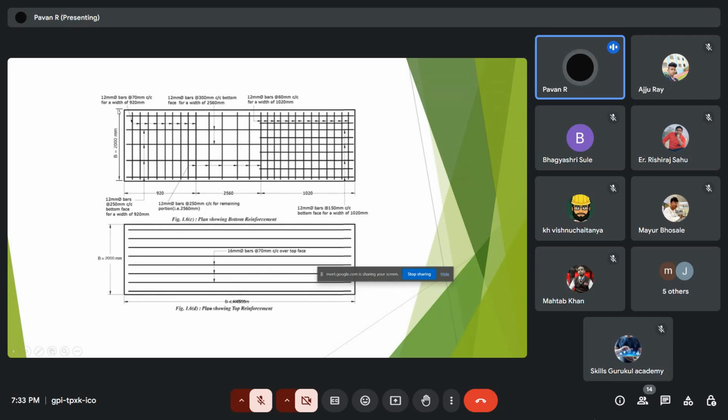Here we can check the transverse reinforcement, which are vertical bars, that is 12 mm bars provided at 70 mm center to center for a width of 920 mm from here to here, and for the remaining portion we should provide the minimum reinforcement. For this portion we can provide the transverse reinforcement to be 12 mm bars at 150 mm center to center, and for the above, that is the top mesh, we can provide only longitudinal bars, that is 16 mm bars at 70 mm center to center over the top face.